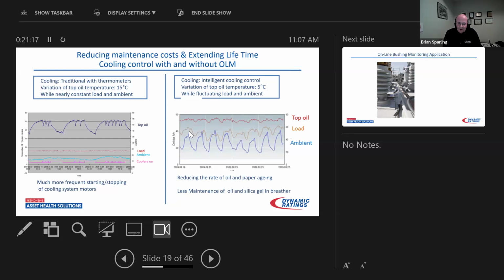There's less maintenance of the oil implied and also less maintenance of a silica gel breather, if it's a free breathing type transformer. That's the biggest advantage. And since it is microprocessor based, it can communicate this information back through SCADA to the control center, along with any alarms that may come about in the functioning of the transformer.